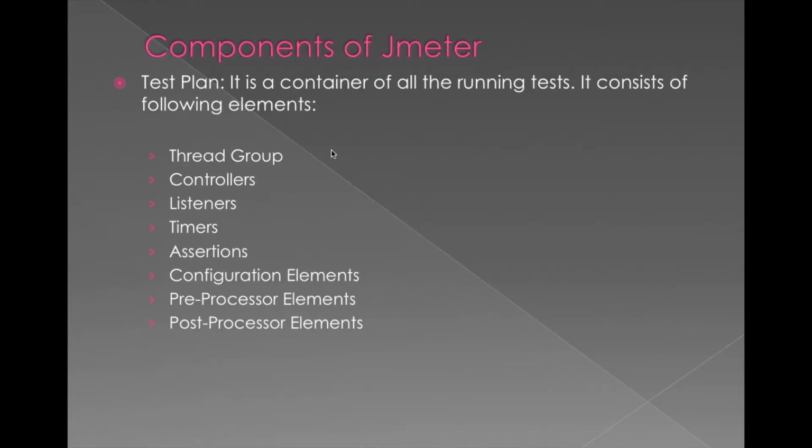Components of Jmeter basically are the test plan, thread group, controllers, listeners, timers, assertions, configuration elements, preprocessors, and post processors. We will learn each and every element in the next classes.